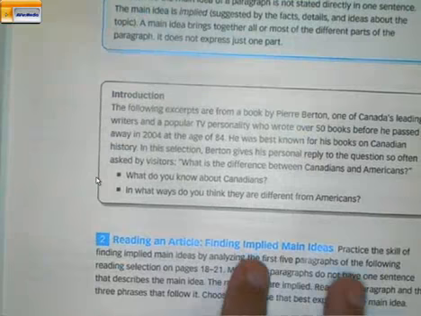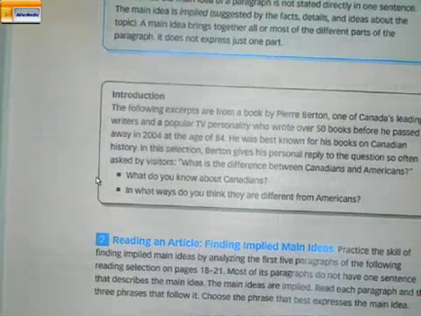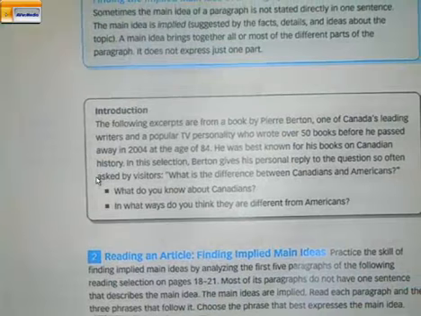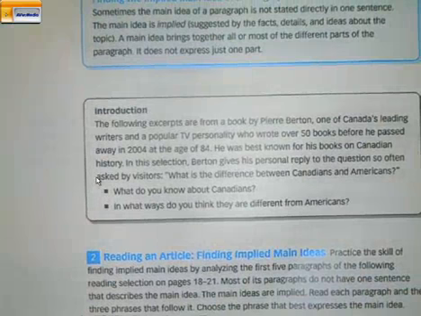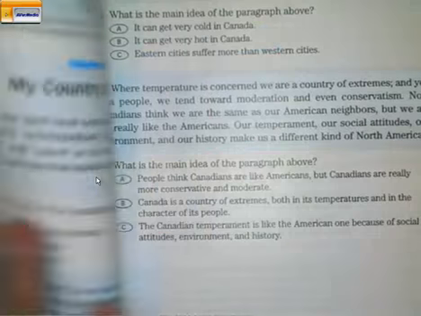We are going to find the implied main ideas. Implied means it's not clear. It's not in front of us. We have to think about it before we get it out from the paragraph. This is the meaning of implied main ideas.